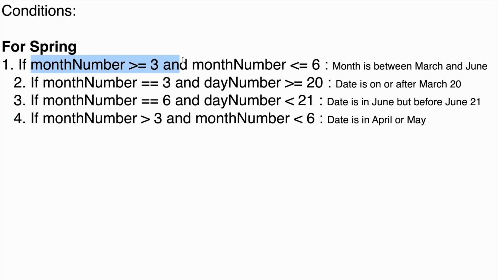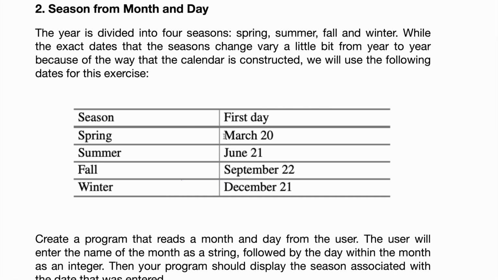So now, if the month is March, June, or between March and June, then we want to check if the month number equals 3, which is if the month is March and the day in March is greater than or equal to 20. Now, why do we check this? We check this because according to our table, the spring season starts from March, so the month number needs to be March, and the day number needs to be greater than or equal to 20, so that if the user types something like March 1, the program shouldn't say that it's spring. The program should only say it's spring if the date is after March 20.